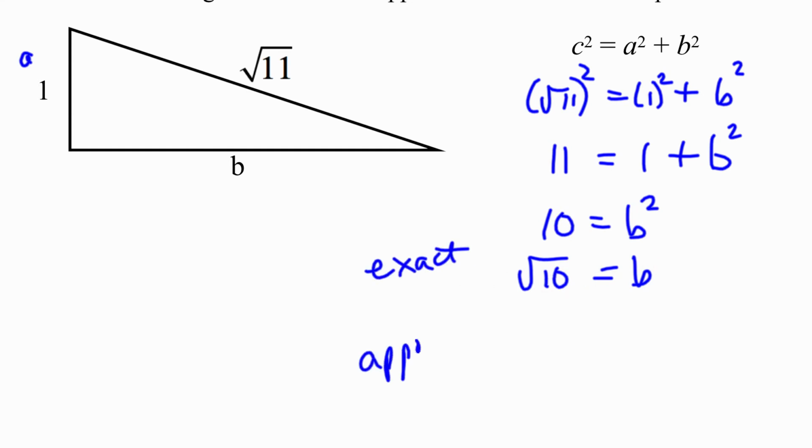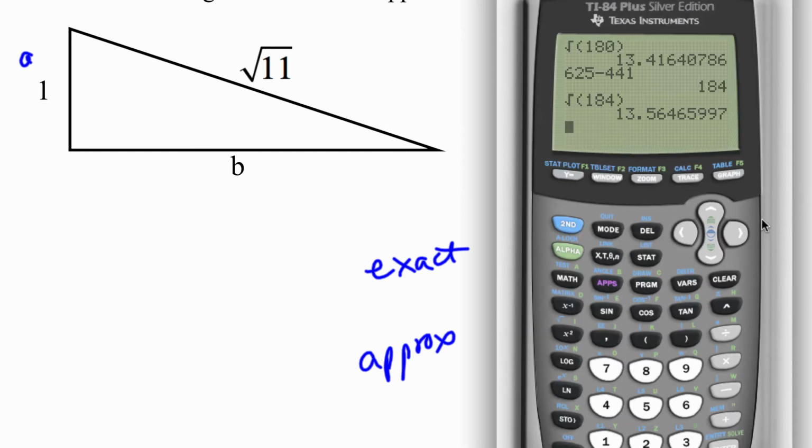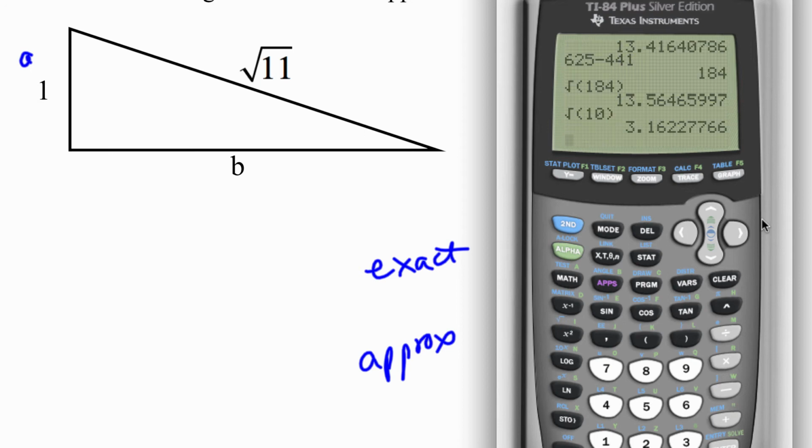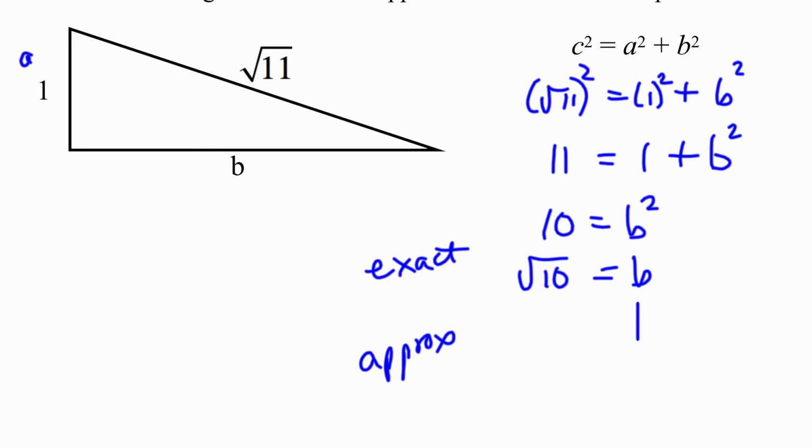And for an approximate answer, I'd have to go back to my calculator. Hopefully it still works. And do the square root of 10. 3.2, let's call it. So B is equal to 3.2.